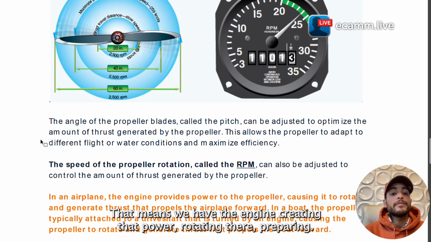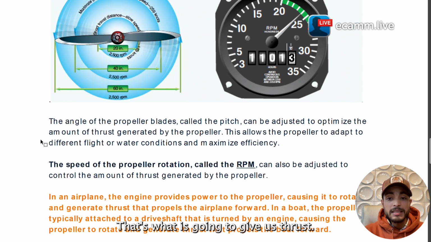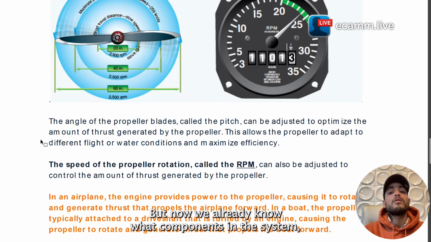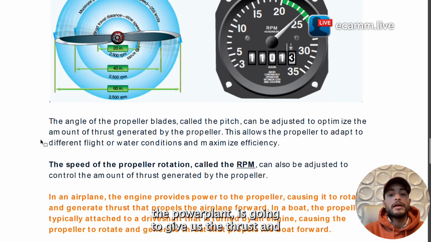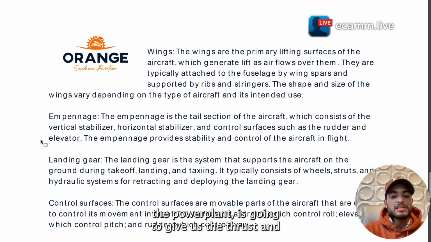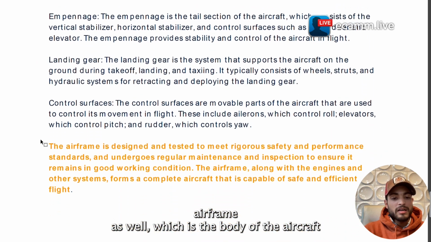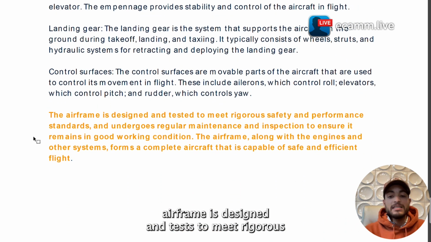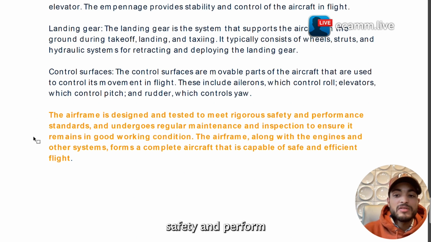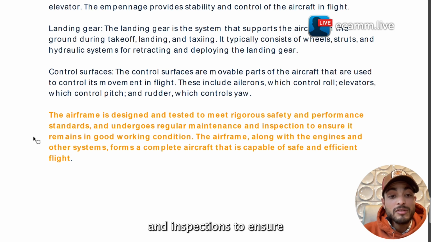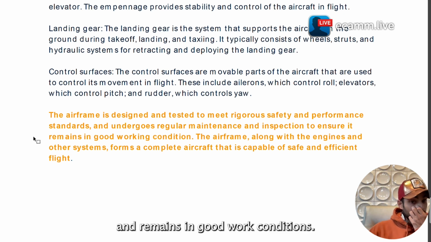That means we have the engine creating that power, rotating the propeller, and that's what is going to give us thrust. And later on, we're going to talk about the four forces of flight, but now we already know what components and what system the power plant is going to give us the thrust. And we have the airframe as well, which is the body of the aircraft. The airframe is designed and tested to meet rigorous safety and performance standards, and undergoes regular maintenance and inspections to ensure it remains in good working condition.